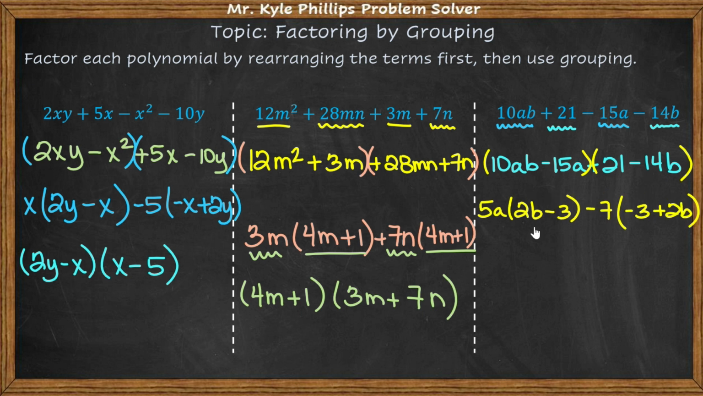And remember here, even though they look different, these are identical. See how the 2b is positive and that 2b is positive? This 3 is negative and this 3 is negative. They're the same thing. So I can factor those out. And that will give me 2b minus 3. And what is left is 5a minus 7.